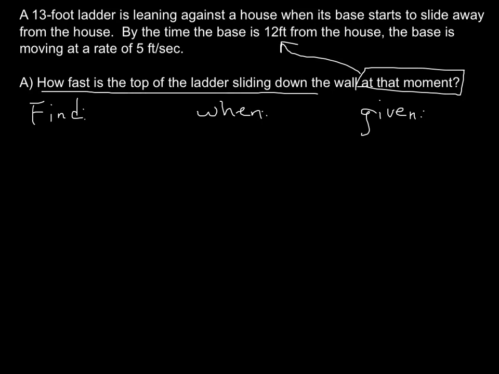All right, so let's start by drawing a picture just to really get a sense of what's happening. So here we have the side of a house, and that's the little roof, and there's the chimney, maybe a little window, part of the door. So there's the house, and we have a ladder that's leaning against this house, and this ladder is 13 feet long. Then what's happening is the base of the ladder starts sliding away from the house, and it's doing so at a rate of 5 feet per second.